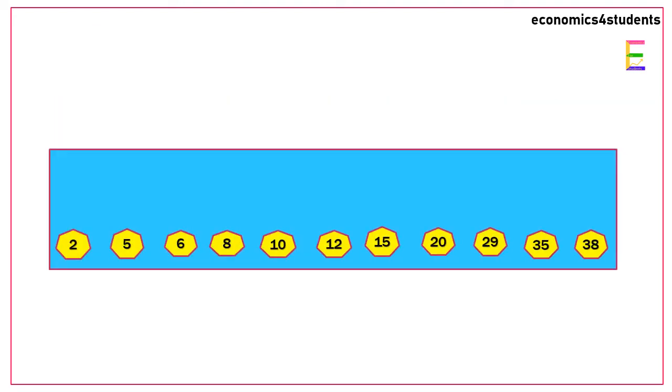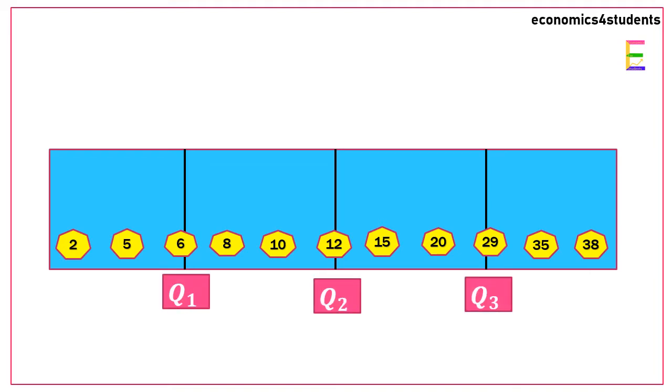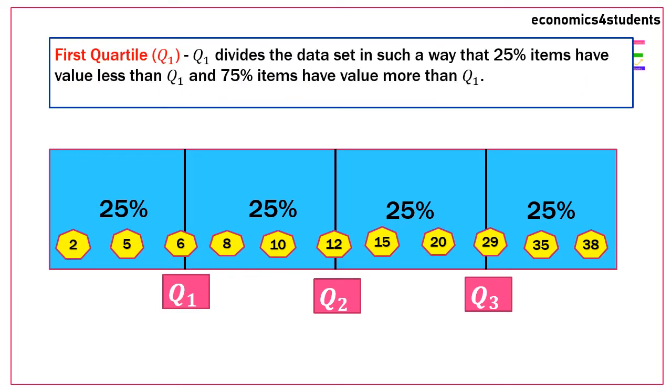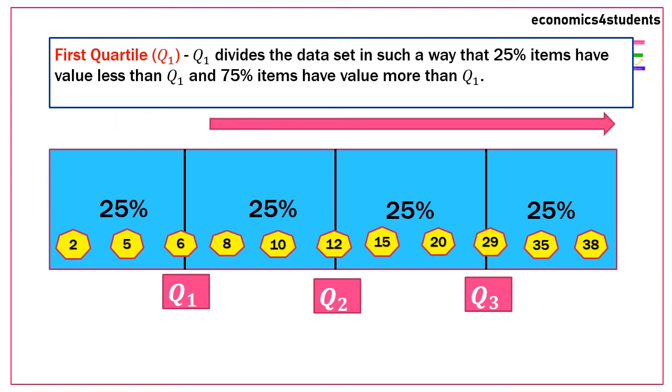Let us assume this is a set of data. We know that quartiles divide the data into 4 equal parts. That means there are 3 quartiles Q1, Q2, Q3 and each part contains 25% of the data. First quartile Q1. Q1 divides the data set in such a way that 25% items have value less than Q1 and 75% items have value more than Q1.